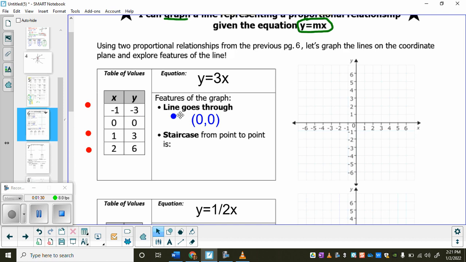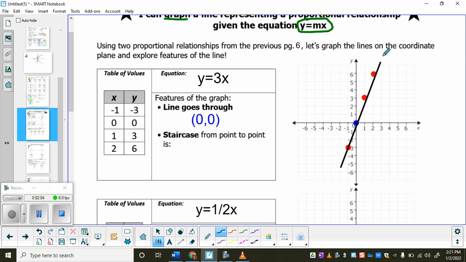I'm going to plot that very first point, the origin. Go ahead on your coordinate plane over here. Let's plot the origin. We know that this graph is going to go through that point. On yours, I want you to also plot this point, negative 1, negative 3. So from the origin, remember we go back 1 and then down 3. You can plot a point at 1, 3. So let's go from the origin over 1, up 3, and plot your point. And then from the origin, if we went over 2, up 6. So this is the line for y equals 3x.